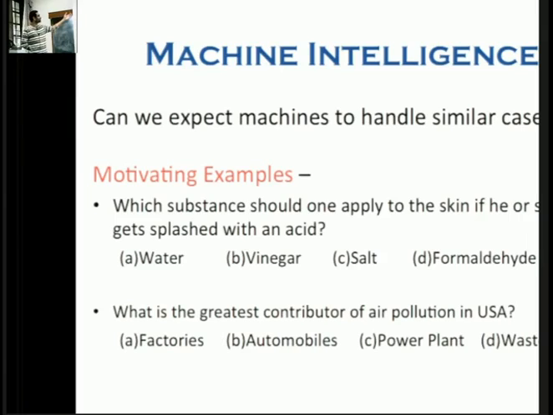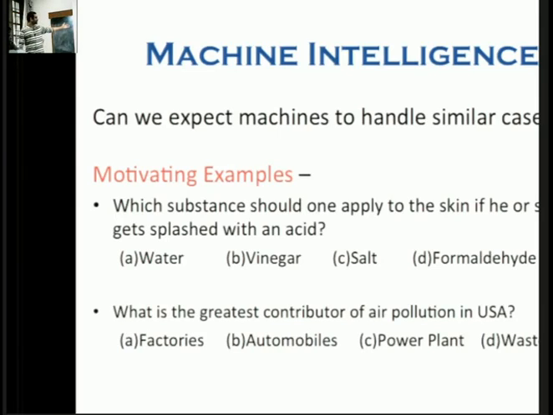But next, you know that the pH value of acid is low. So is that of vinegar. Salt is neutral. Formaldehyde is methanol in water, which does not help much. And so water: again, you might know this as a fact, or you could go about inferring the answer if you knew that acid is low pH and you would need something neutral or with high pH to neutralize it.